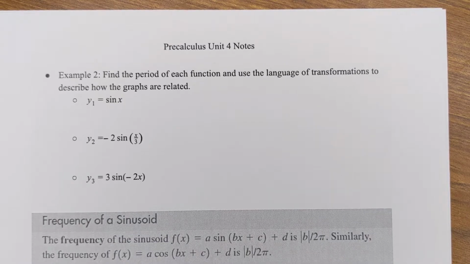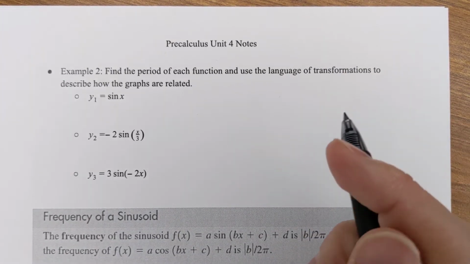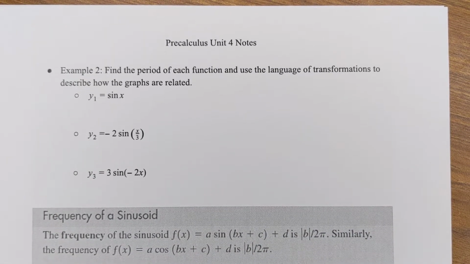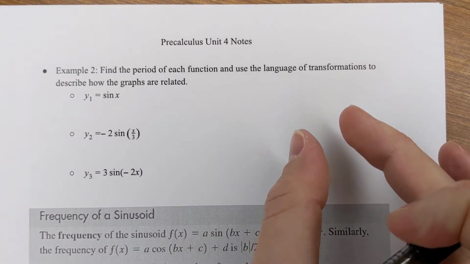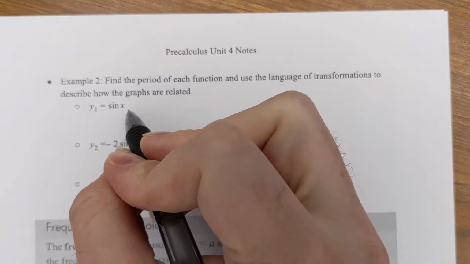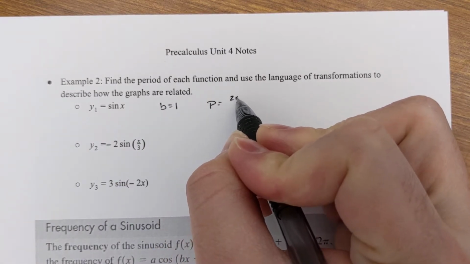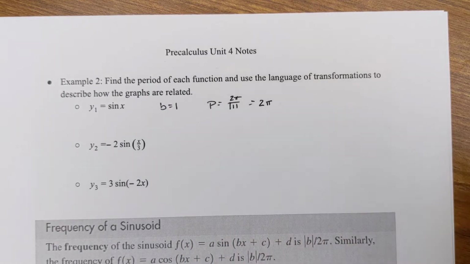Okay, so example 2, find the period of each function. Periods essentially are horizontal stretches or compressions, because a long period is going to stretch the graph out, a small period is going to compress the graph down. So for this one, my b value is 1, so the period is 2 pi over the absolute value of 1, which is just 2 pi.